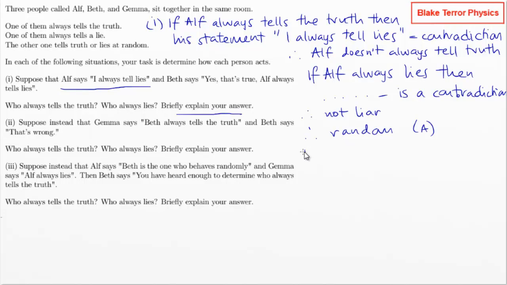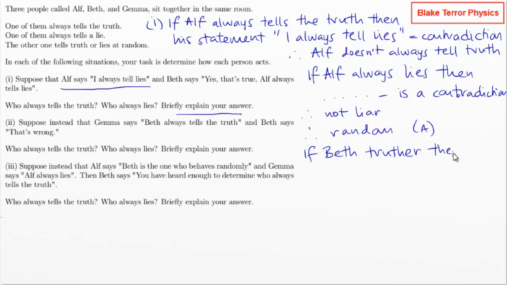Right, so let's try another one then. So B, we can say if Beth tells the truth. So I'm going to go with truther. If that isn't a word, it is now. So if Beth always tells the truth, then she's saying, yes, that's true. Alf always tells lies, which is another contradiction because Alf doesn't always tell lies. Sometimes he tells the truth. He does it at random.